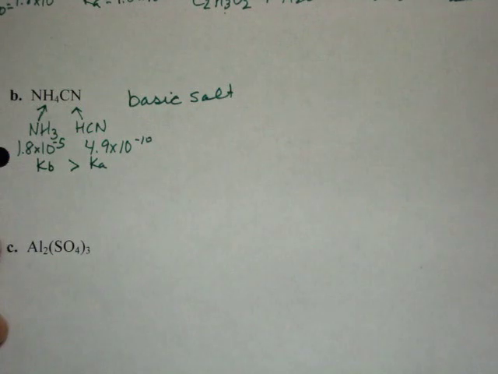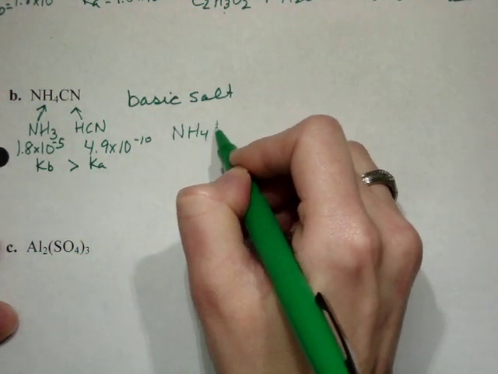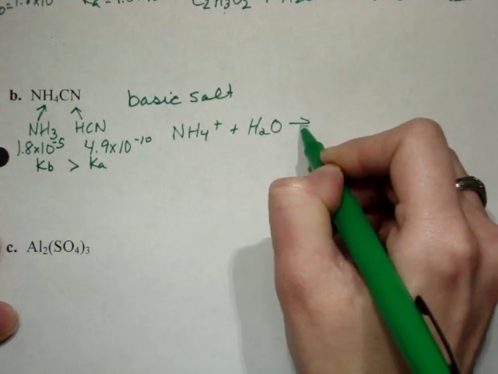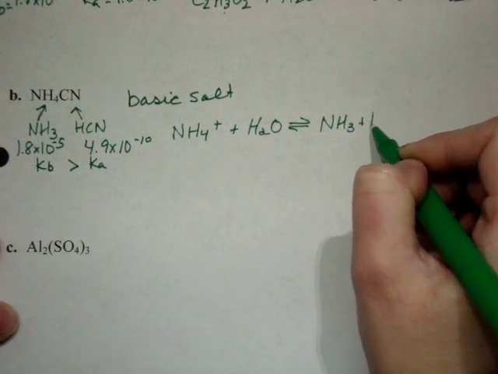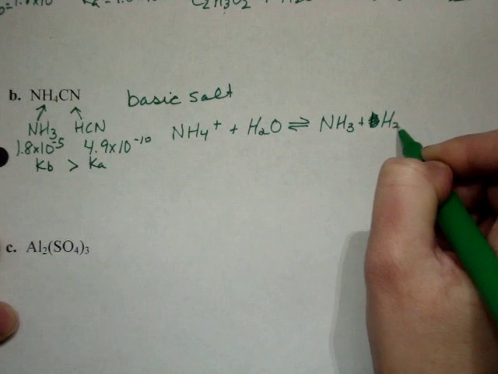I'm done. But I want to actually be able to prove it using some of the equations. So here we go again. The first one is just like we had. We had ammonium plus water makes NH3 and H3O plus.